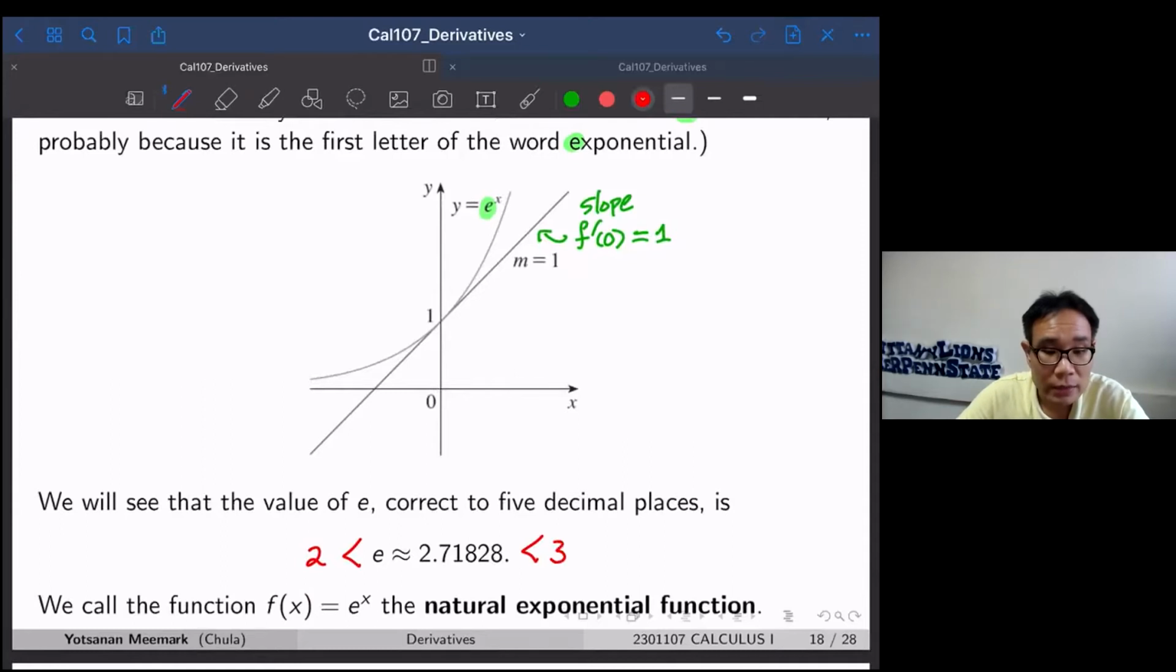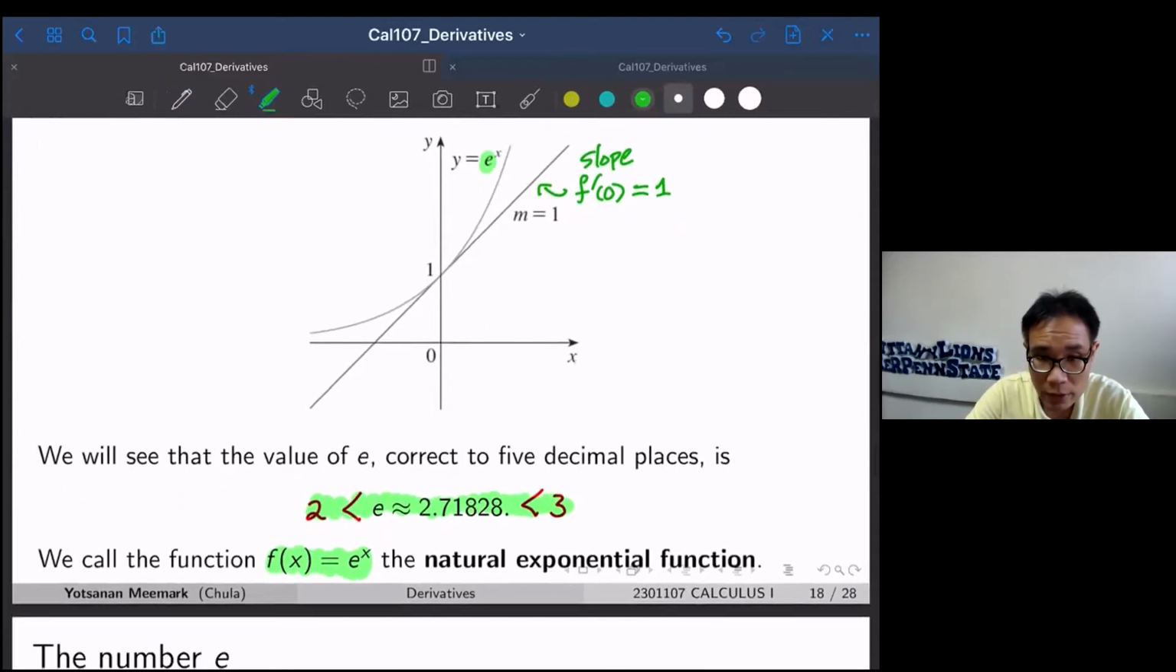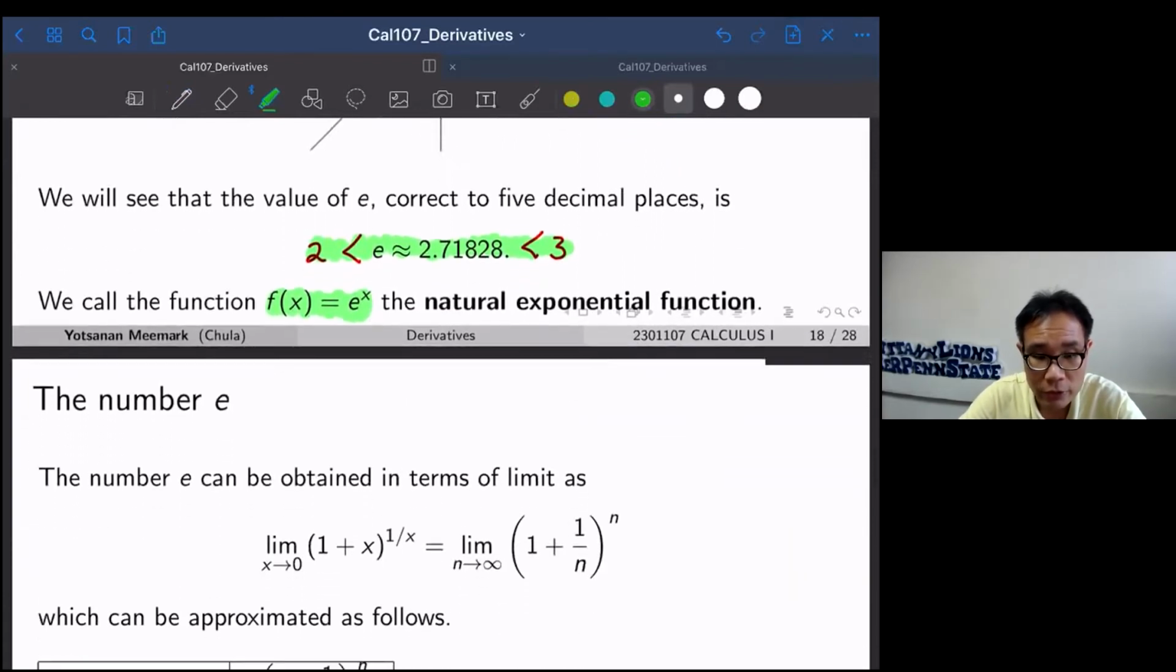And the function f(x) equal to e to the x is called the natural exponential function. This is the function that we use, and it's going to be a very useful function in calculus. So we now know e is about 2.71828, and it lies between 2 and 3, and it has this graph, and this is the natural exponential function.